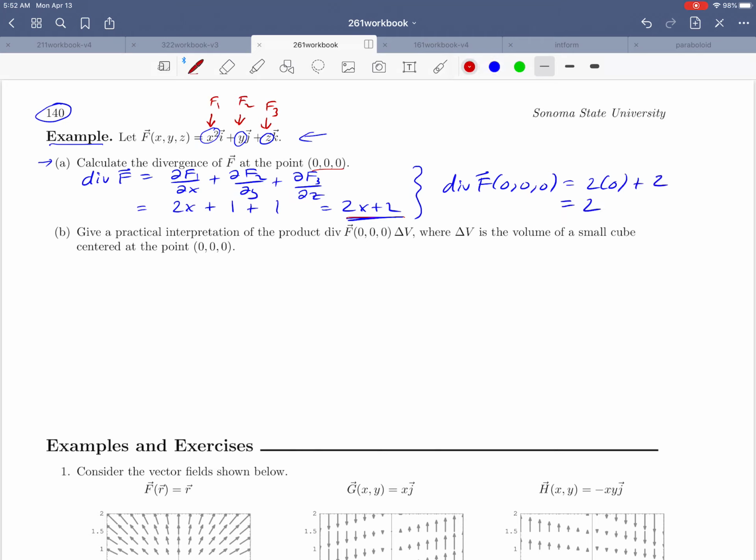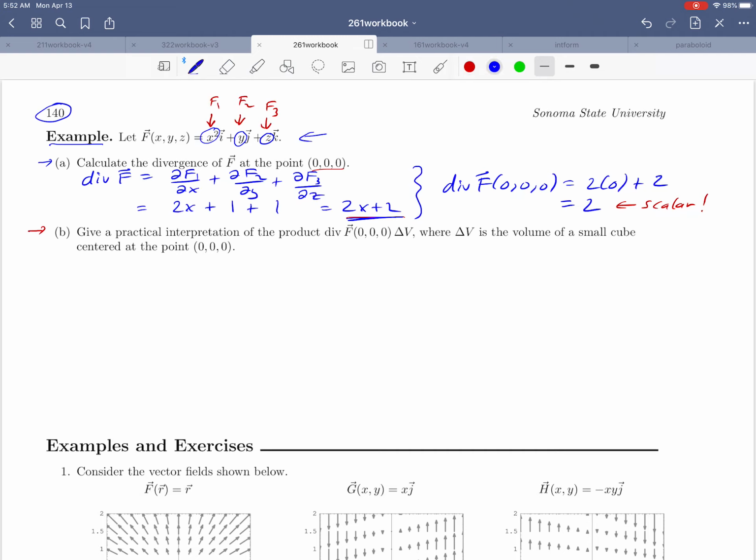And I just want to emphasize that that's a scalar that we got. The divergence is a scalar quantity, and the fact that that number is 2 tells us that we've got net outflow out of the point 0, 0, 0 in this vector field. So we're done with the calculation part of this. What about the interpretation part of it?